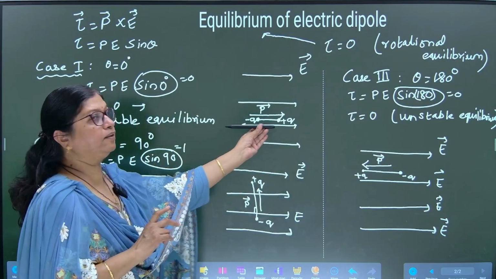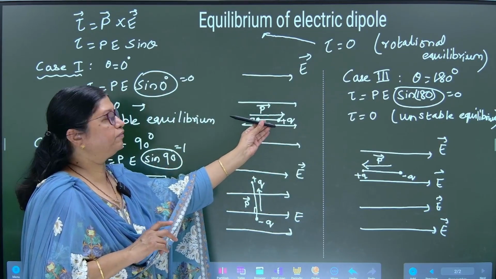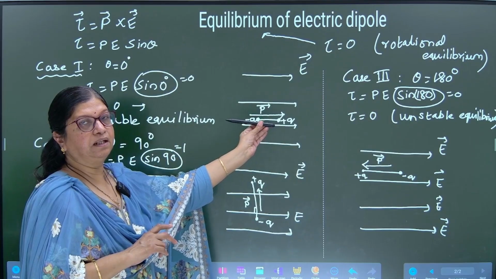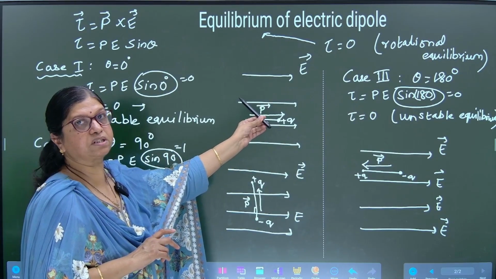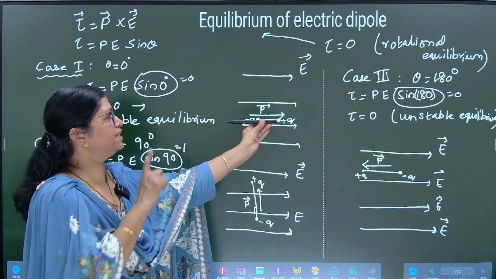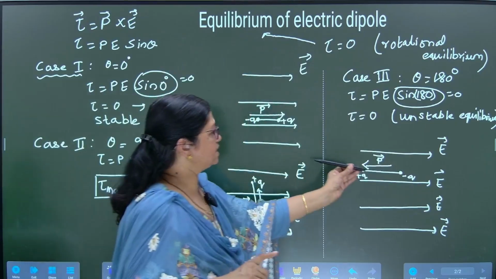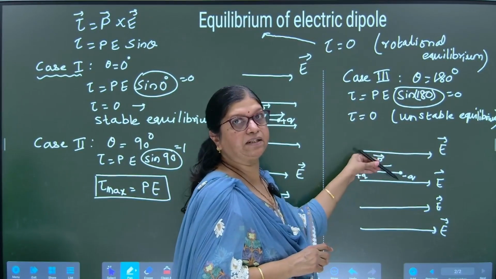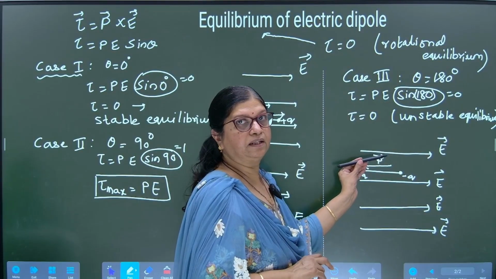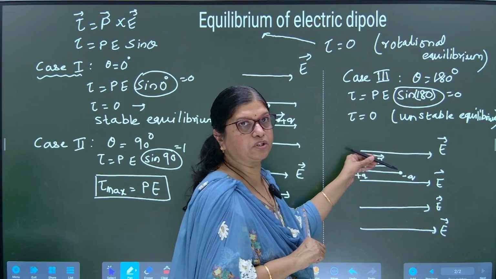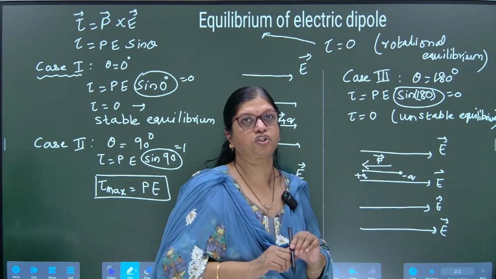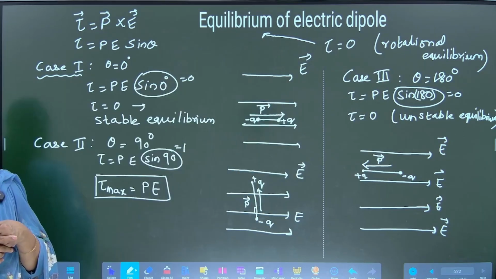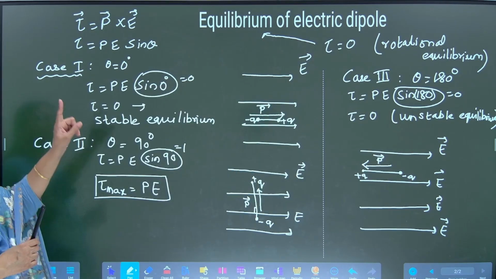This was stable equilibrium. If I displace this and leave it, it will go back to its original position. That's why stable equilibrium. This is unstable equilibrium. If I displace it, leave it, it will not go back to its original position. It will keep changing its position from there. So we have considered 3 cases.